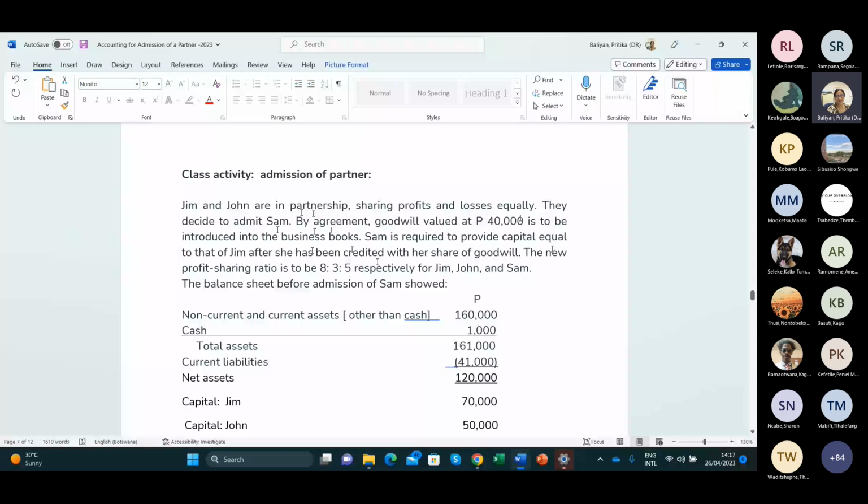The new profit sharing ratio is to be 8:3:5 respectively for Jim, John, and Sam. The balance sheet before admitting the new partner was this.